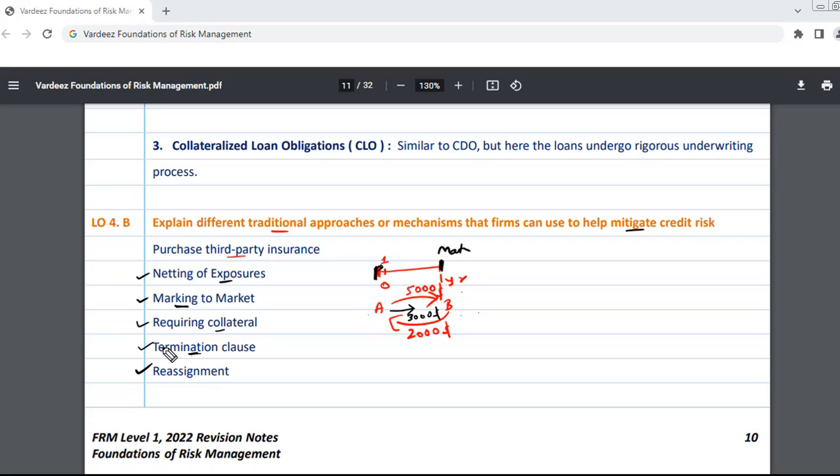Now finally, reassignment is something where a bank could automatically transfer credit risk to a third party in case of an event. For example, if there is a downgrade of any issuer, then that particular credit risk will be transferred to a third party. So it's reassigning it to someone else. That's what we mean by that. So these are the traditional approaches that can be used to mitigate the credit risk.